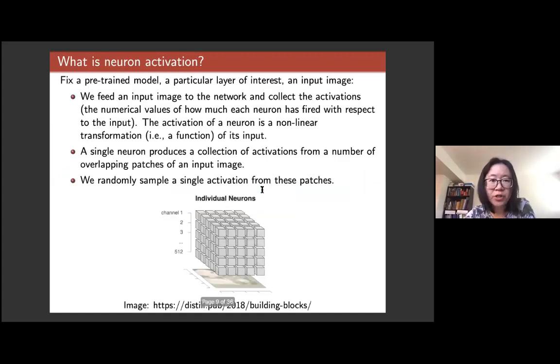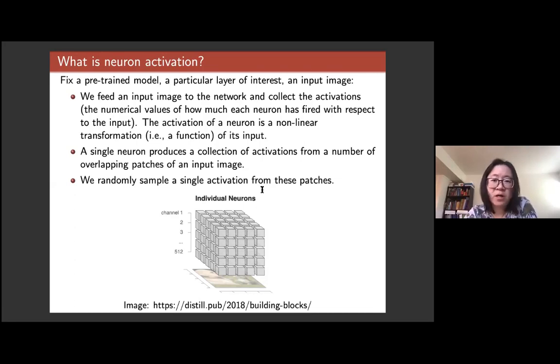Okay. So this is again my one page introduction of what a neural activation is. Imagine I trained a neural network model. What we work with is a pre-trained model, and we focus on a particular layer of interest. Now, given this trained model, I can put in an input image. When an input image goes into a pre-trained model, we can collect what we call activations. What is activation? Activation is essentially the numerical values of how much each neuron has fired with respect to the input. In some sense, if this is an artificial neural network, this is to say, how does my neural network react to a new input?